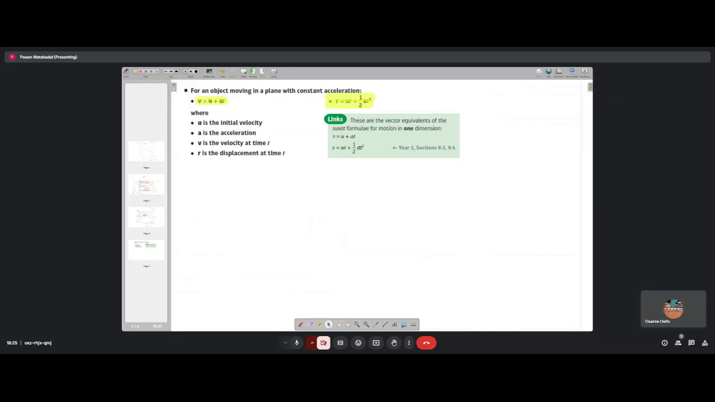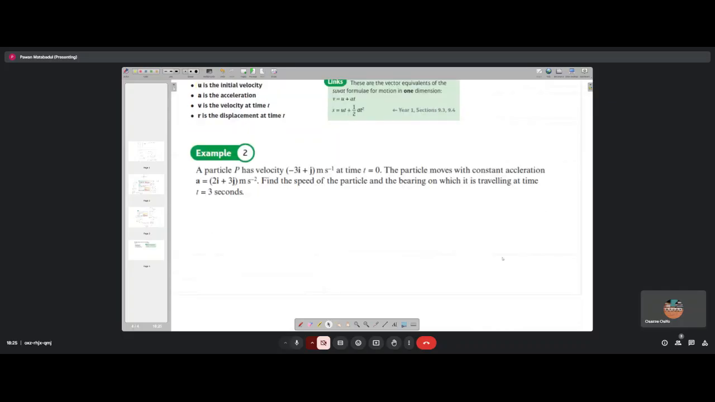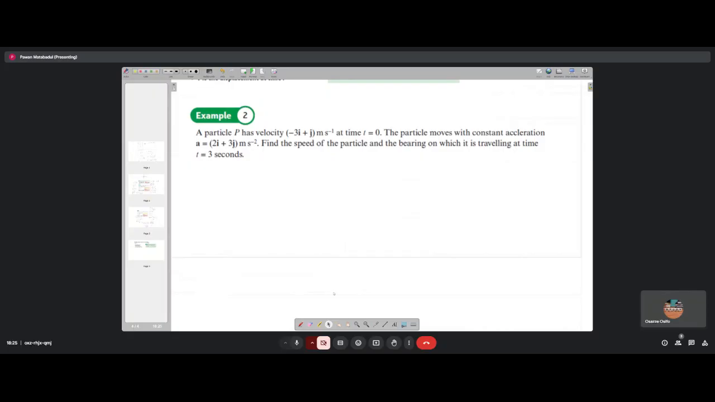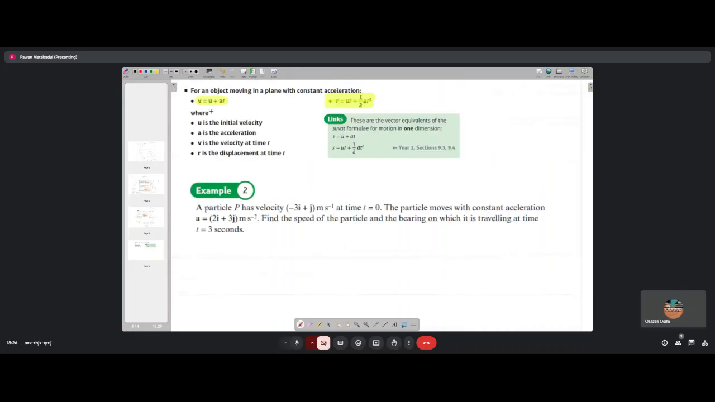I'll do example 2 and example 3 a bit quicker now. So example 2, it says a particle P has a velocity minus 3i plus j at time t equal to 0. So they don't give us a starting position. It says the particle moves with a constant acceleration 2, 3. Find the speed of the particle and the bearing at which... You know what? You can have a go at this. Do you have an idea of what to do? Could you use the formulas here? So have a go at this example because I think you might be able to do it, and then you'll realize it's not as bad as you think.